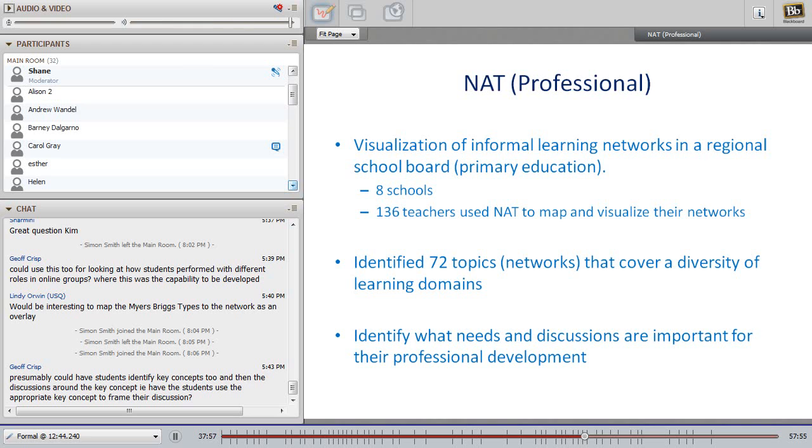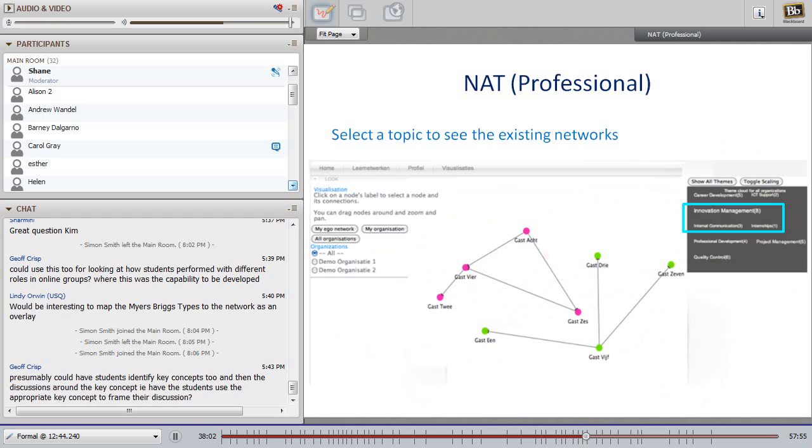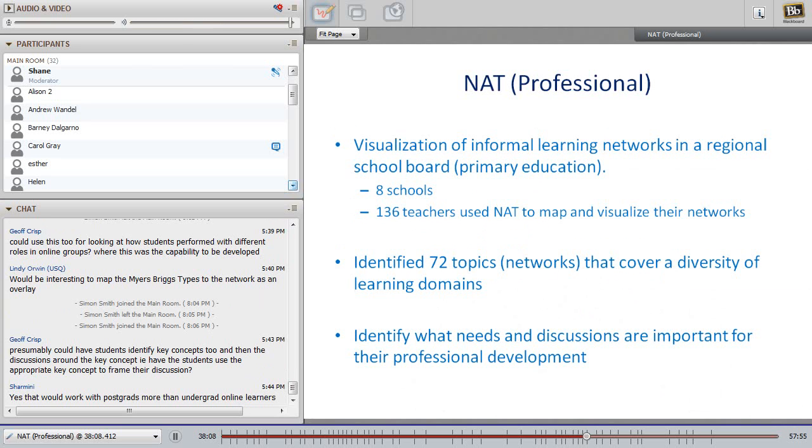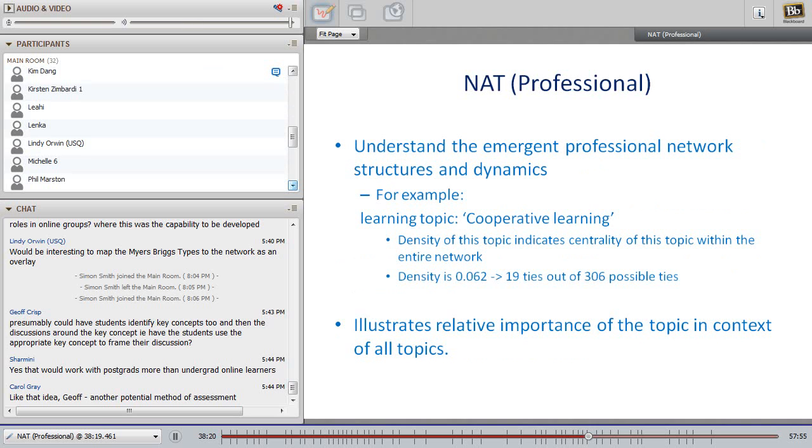They identified 72 topics, or characteristics, that then formed individual networks of who was associated in that space. They could then identify what needs in discussion are important for their professional development. So you had that qualitative element that fed into this process. Their goal was to understand the emergent professional network and structures. Looking at a topic such as cooperative learning, you then get a density feature around that. In this case, it was 0.062, so 19 ties out of 306 possible ties.